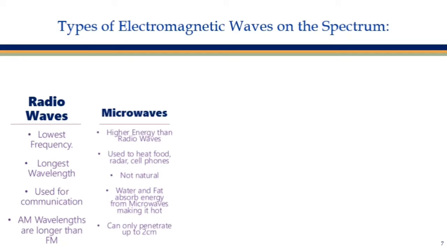Microwaves have higher energy than radio waves. It's used to heat food, it's used for radars, it's used in cell phones. It's not natural. It doesn't occur very much in nature. We kind of produce this ourselves. Water and fat absorb energy from microwaves, making them hot. And microwaves can only penetrate up to 2 centimeters.